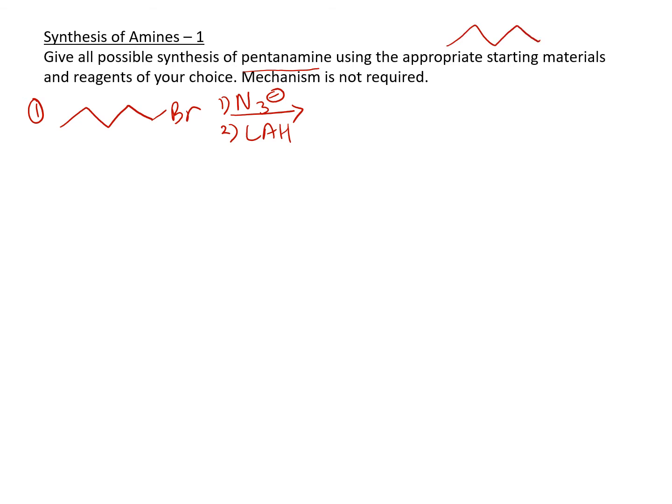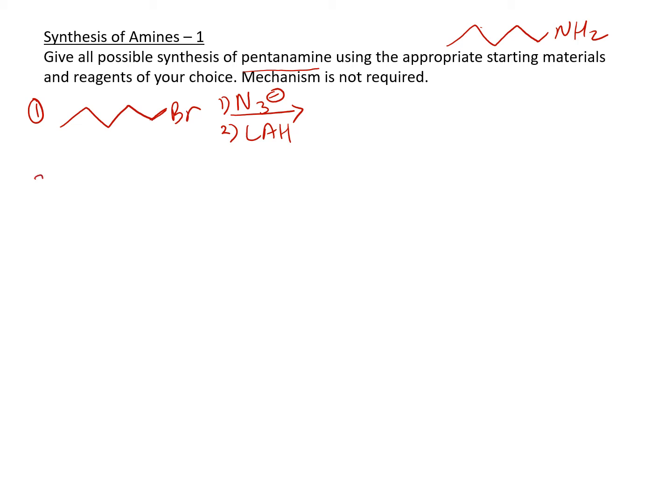I'm not going to write this over and over again. So 1, 2, 3, 4, 5, and then NH2. I'm not going to write the product. We'll just write the reagents, or the starting material if it's any different. But here in this case, we're going to use the azide.